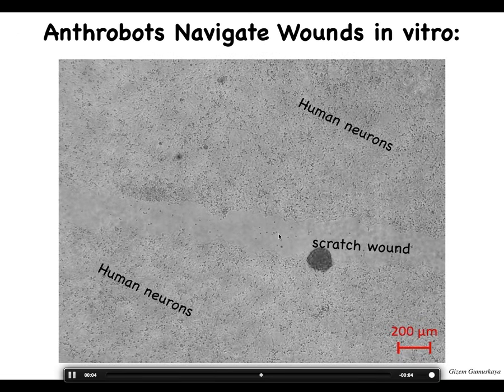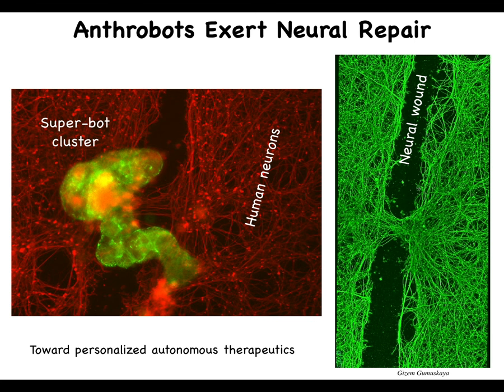So this is a big scratch wound placed in some human neurons. Here, this is a lawn of human neurons. There's a scratch that we made, and they can traverse it. When they do traverse it, they can sort of collect in a pile. We call this a superbot cluster. It's probably around 10 bots or something like that here. And what you can see, when you lift them up 4 days later, is they're sitting there knitting the two sides of the gap together.